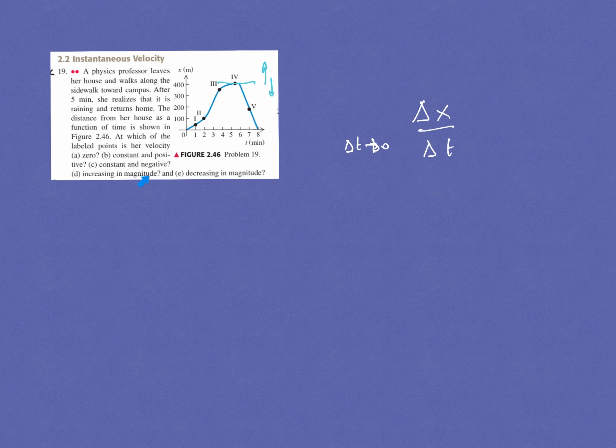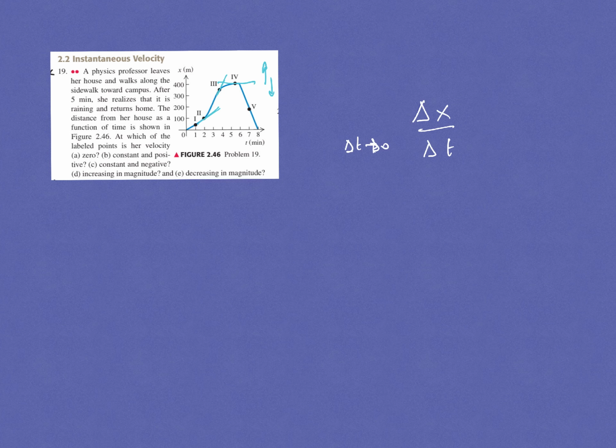Increasing in magnitude. Increasing in magnitude what? The velocity or the position? That didn't say. Well, the velocity is the slope. The slope at 1 has a certain value. At 2, the slope is bigger. So it's increasing here; from 1 to 2, it's increasing. From 2 to 3, the slope is like this, but at 2 it is like this, so the slope at 3 is bigger. So it's always increasing from here to here.